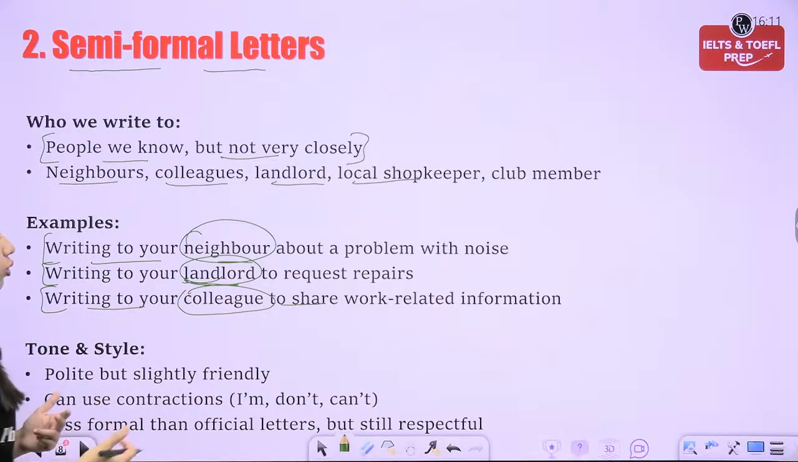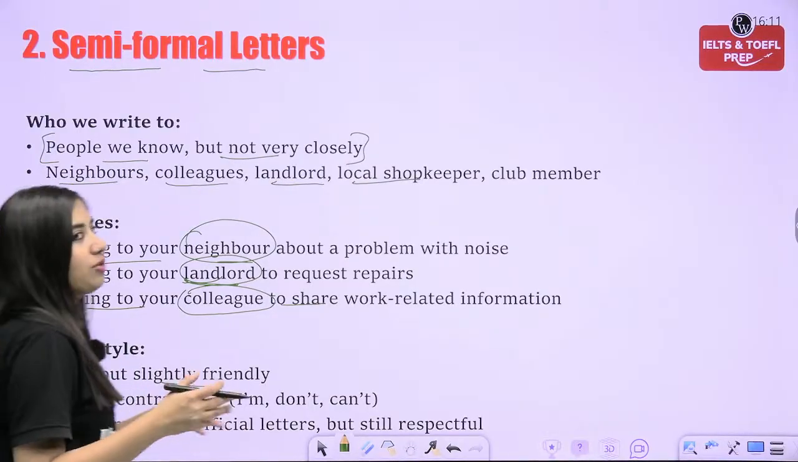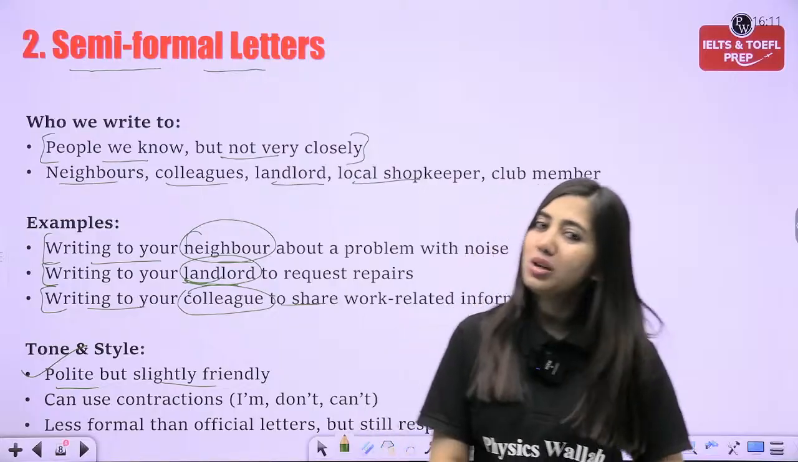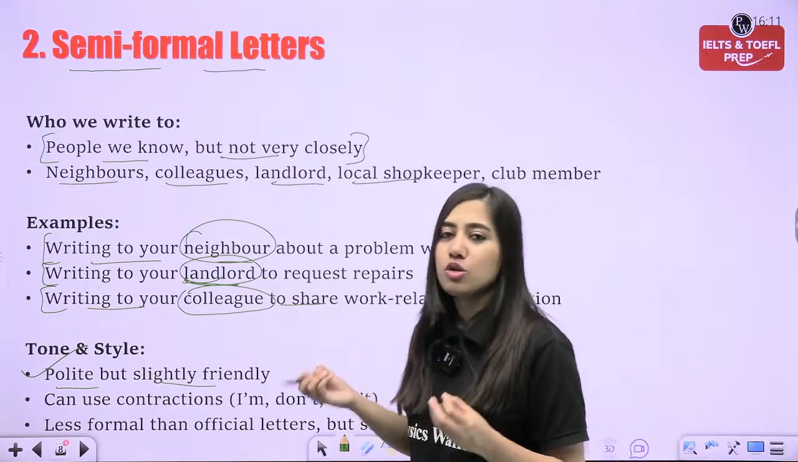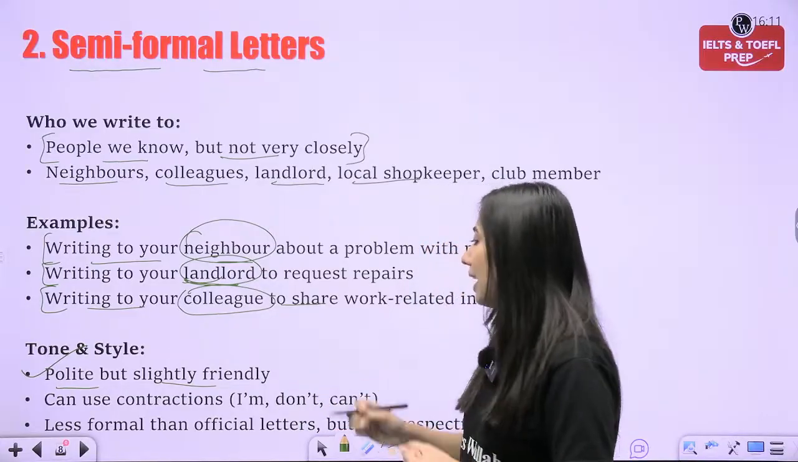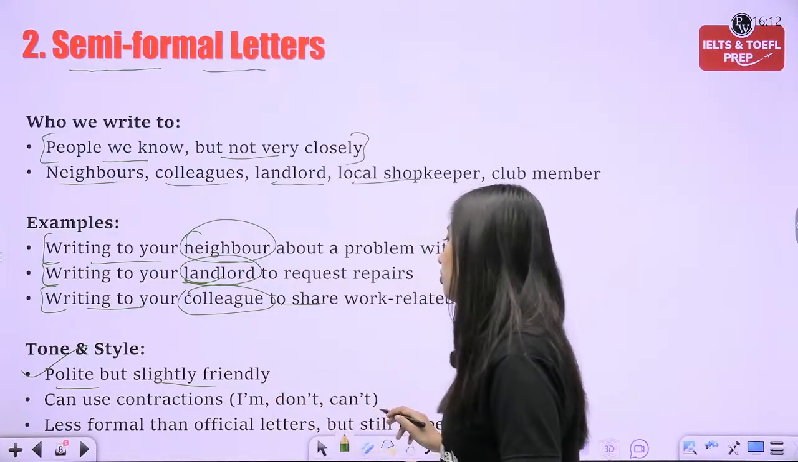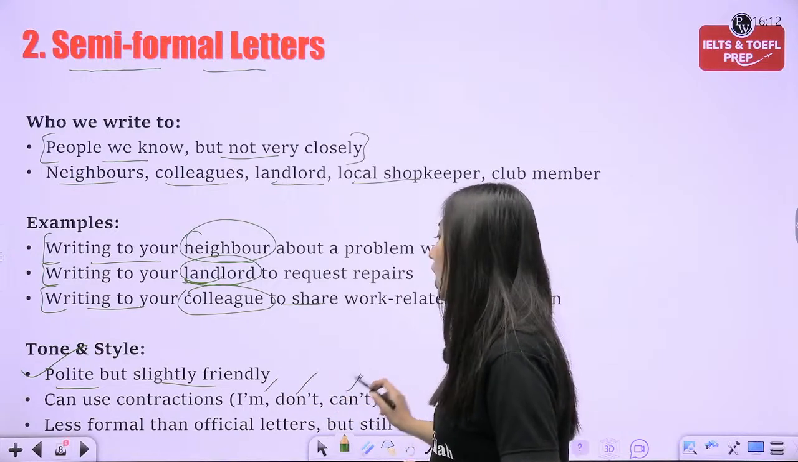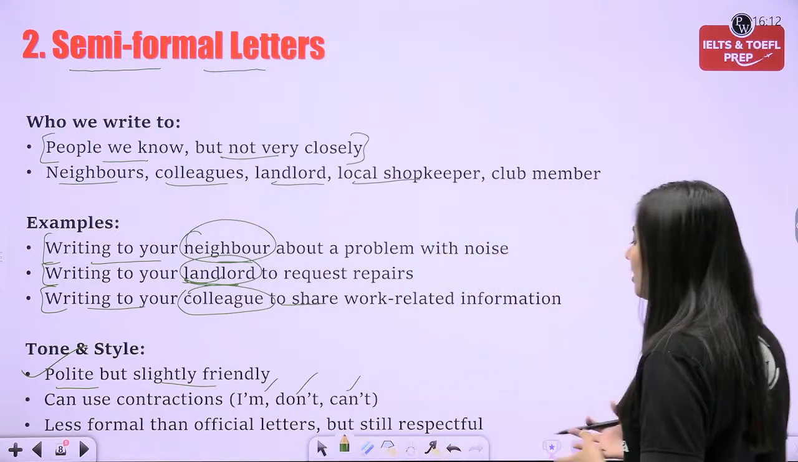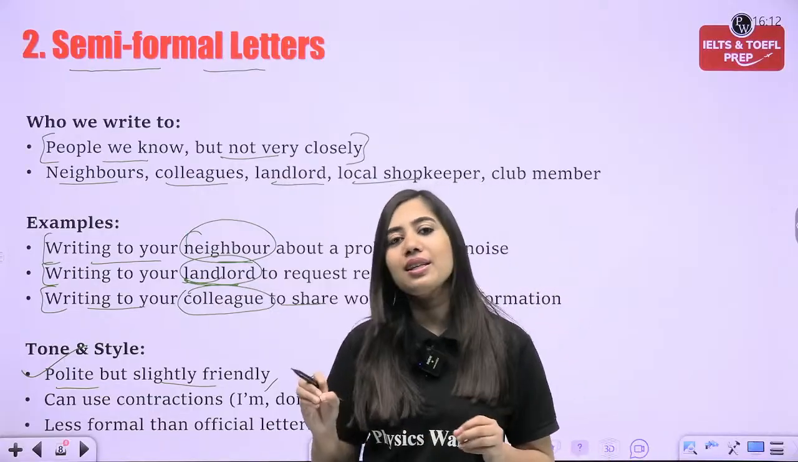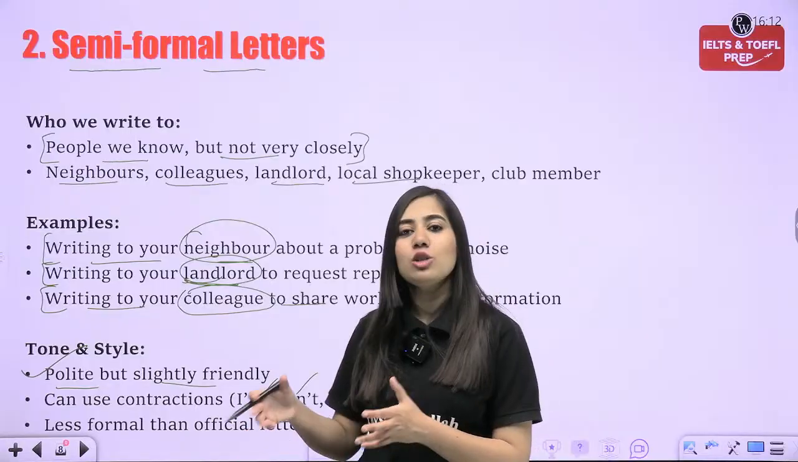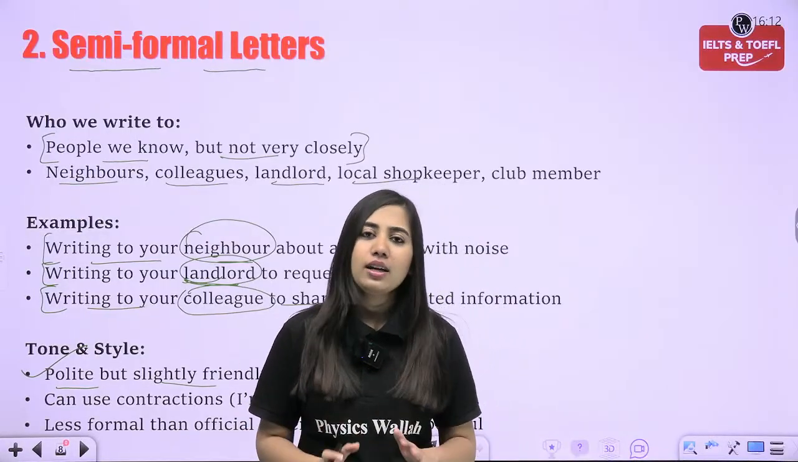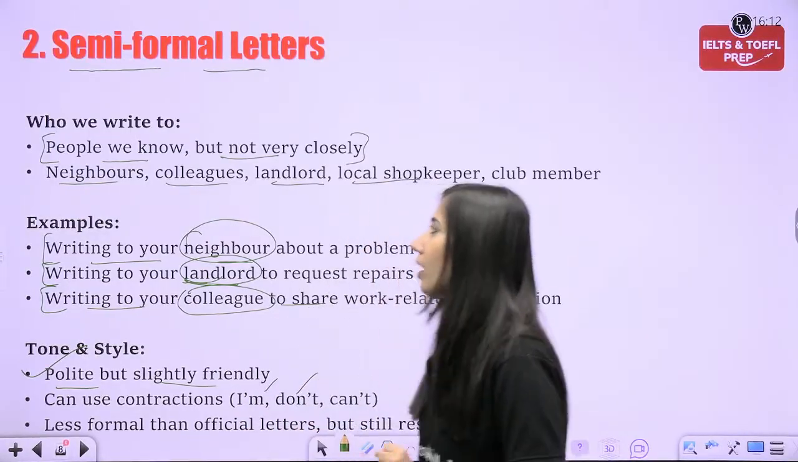Now, what kind of tone are you going to adopt? It has to be polite but slightly friendly also. You don't have to be thoroughly formal over here since it's a semi-formal type of letter. So you can be slightly friendly in terms of tone, having a proper tone. But yes, you can use these contractions over here, like I am, don't, can't. Less formal than official letters, but still respectful. Don't forget that you are writing in the official IELTS test. So never forget that. And you must not be too over-friendly over there. Just try to maintain that balance, I would say.